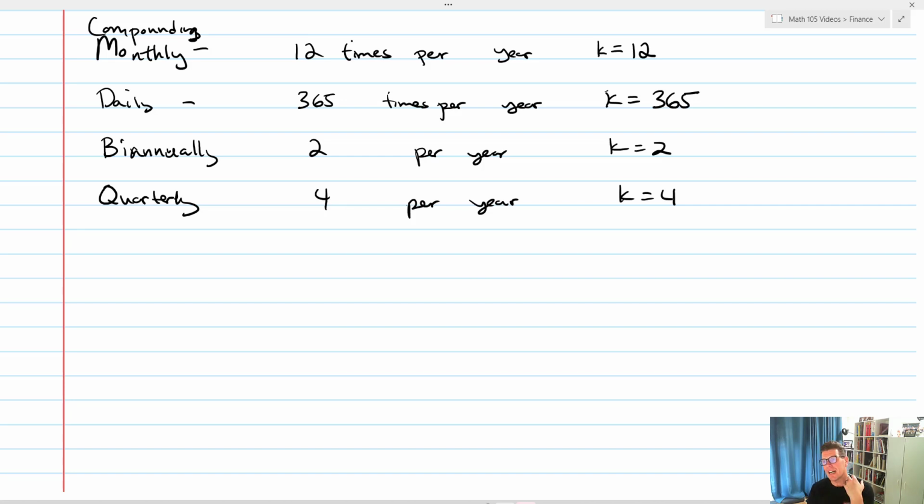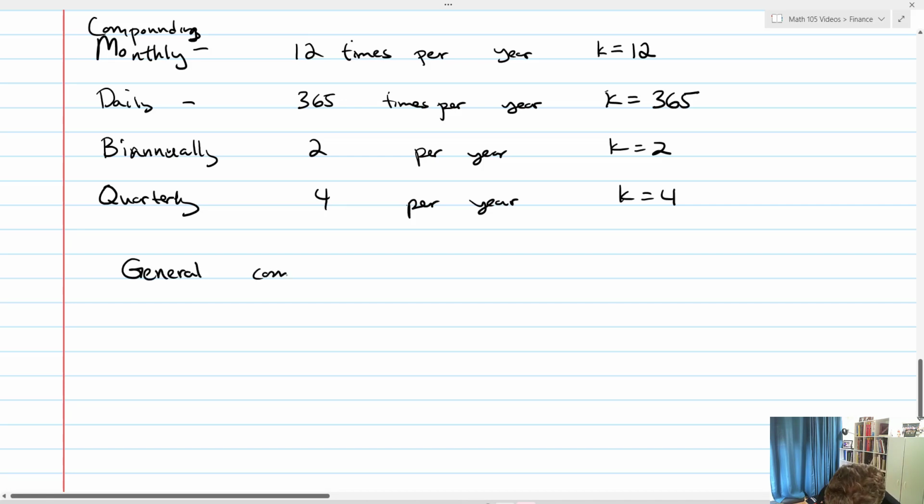If we have different kinds of compounding, we're going to get different kinds of equations. All right? But we have a general equation for this. All right? So here's our general compounding equation. So our general compounding equation is going to end up being P sub n equals P naught times 1 plus R over K, to the KT.